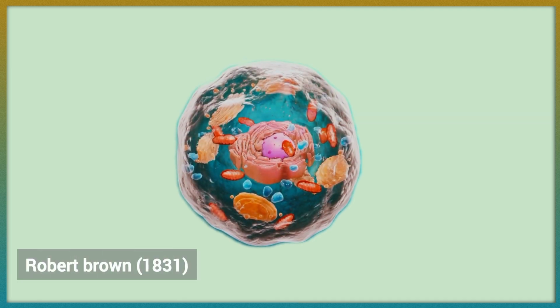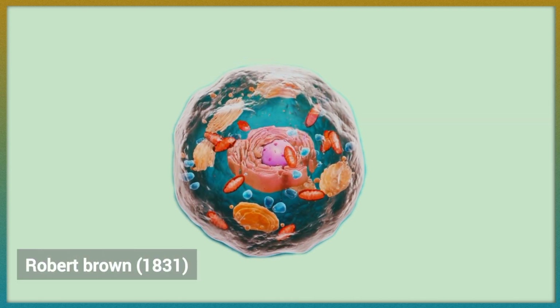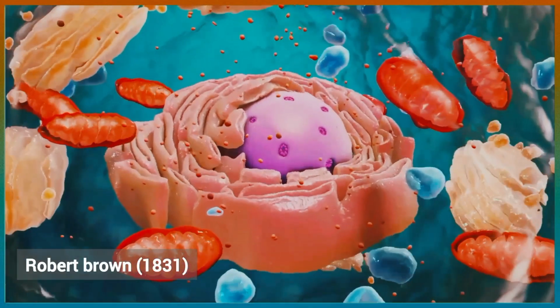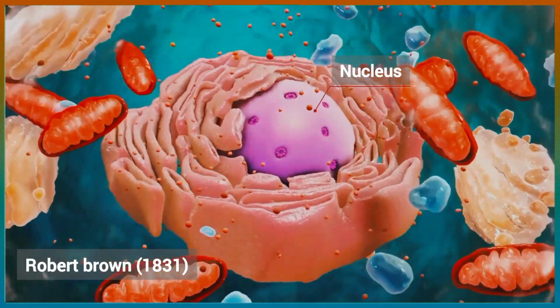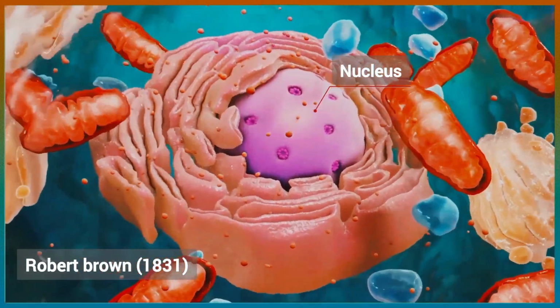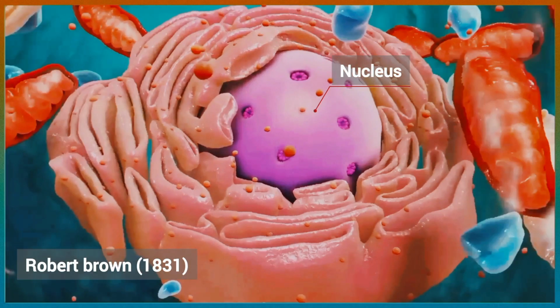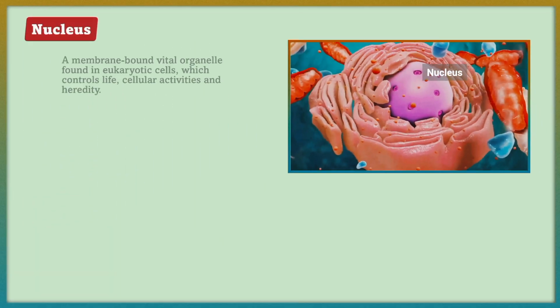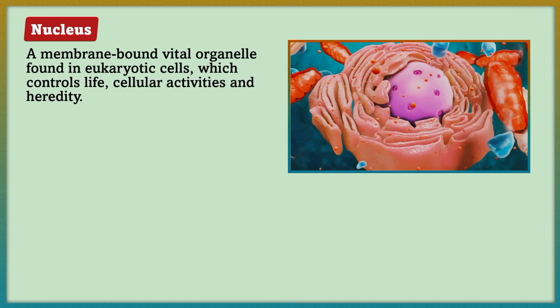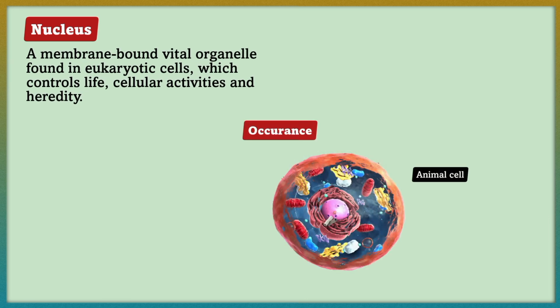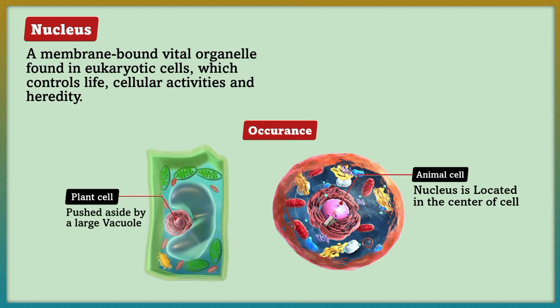The presence of the nucleus was reported in 1831 by Robert Brown. Its early discovery was undoubtedly due to its prominence in many cells, where it stands out as slightly darker than the surrounding cytoplasm. It controls the life and activities of the cell. In animal cells, it generally occupies the central space, while in the case of plant cells it is pushed towards the periphery due to the presence of a large vacuole.